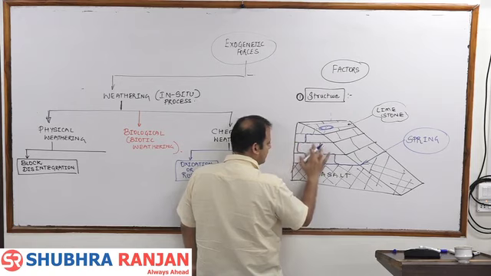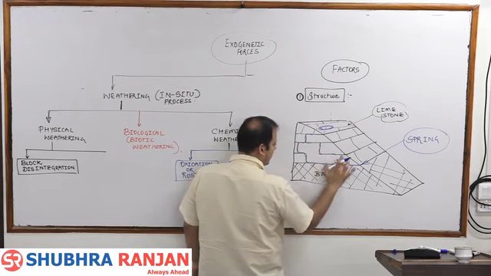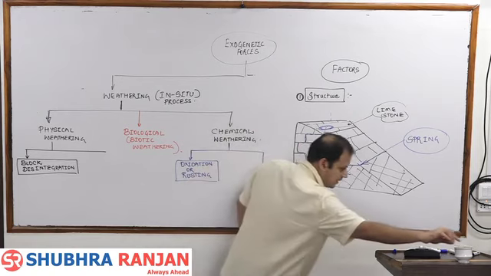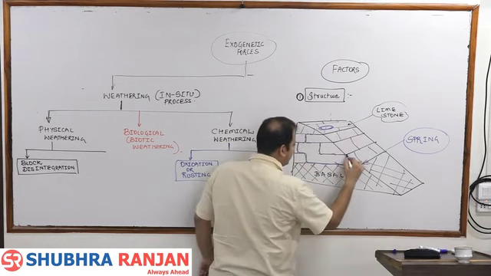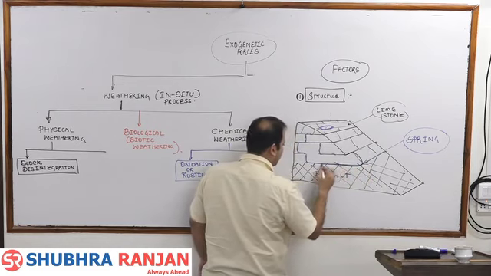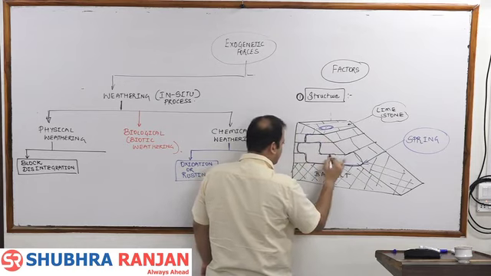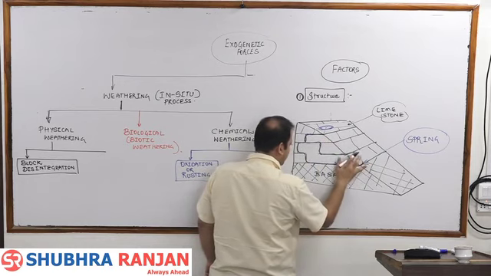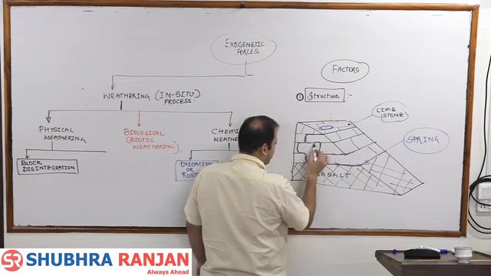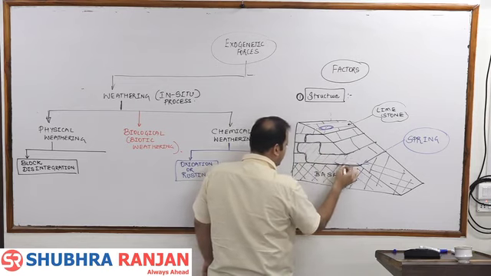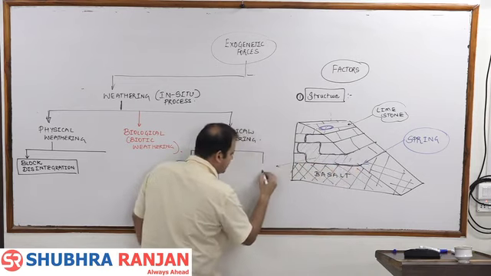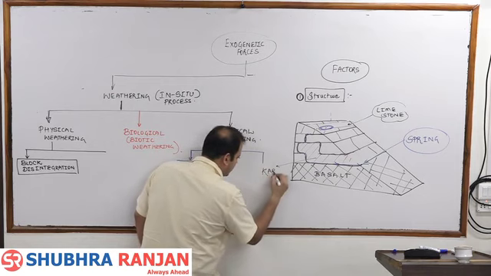ये सारा will be destroyed, and this area will now become a cave, and this is how the cave will be formed. Maybe I'll take an example. This is how the cave will be formed inside the rock. This kind of topography is known as karst topography.